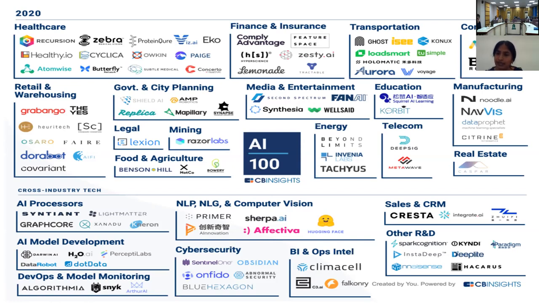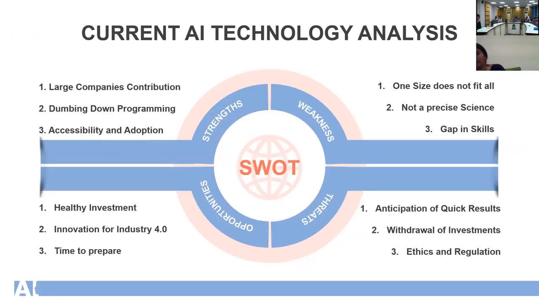So let's dissect things for a minute and go, okay, it's fine, loads of weaknesses, but let's look at the overall picture of what the current AI technology provides us with. You have large companies contributing like Google and Facebook and Amazon. They're pumping in more money. There's dumbing down of the programming in the sense that ready-made functions and libraries are easily available, such as in Python and R, which is a good thing, but which can also be a bad thing because people are using it without really understanding how these things actually work or what they're doing.